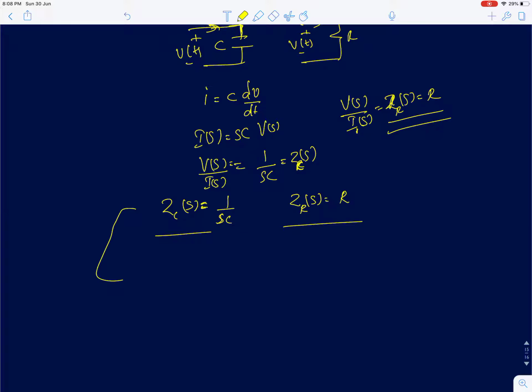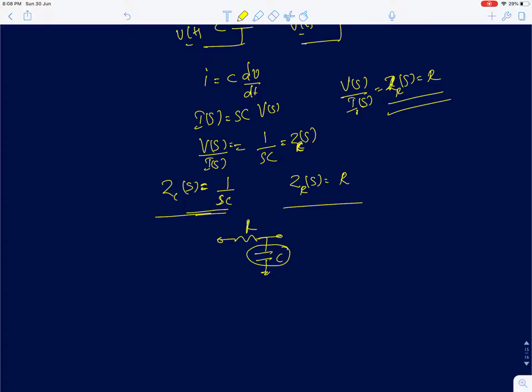I'll just finish this discussion. 1 by sC is your transfer function, the impedance of the capacitor. So if I have a capacitive circuit like this, to find the transfer function, I can just treat the capacitor as a resistor of value 1 by sC and analyze it. So the transfer function simply becomes 1 by sC divided by R plus 1 by sC, which is 1 by 1 plus sRC. We'll get the same transfer function if I write the differential equation and find it, but here I'm using circuit analysis techniques to get the final transfer function because it's mainly a circuits course.